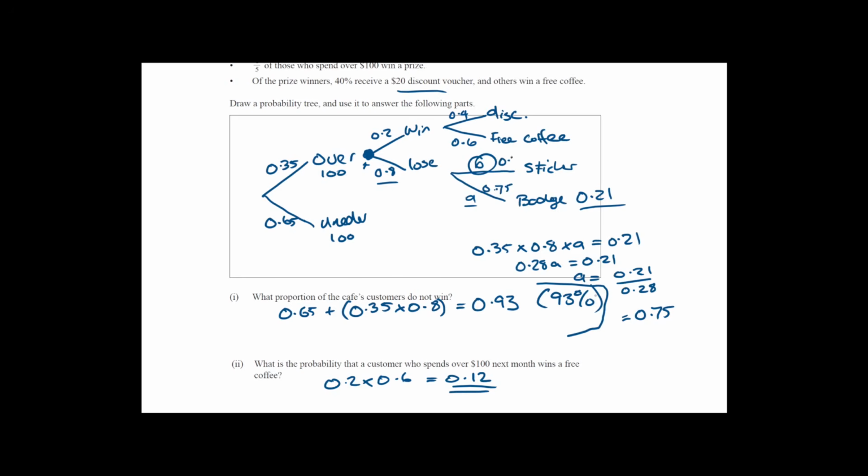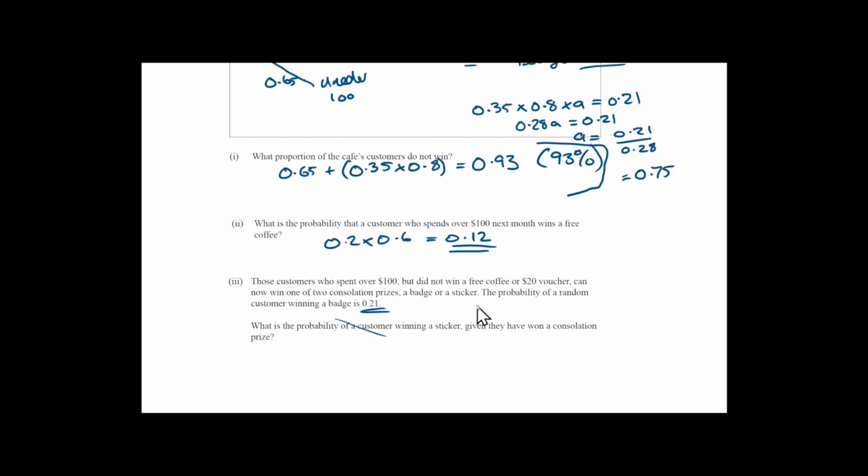this must be 0.25. We're going to presume that everyone who loses gets a consolation prize. That's not really clearly spelled out here in the question. It's not a really well-worded question, to be honest. So the answer is 0.25.